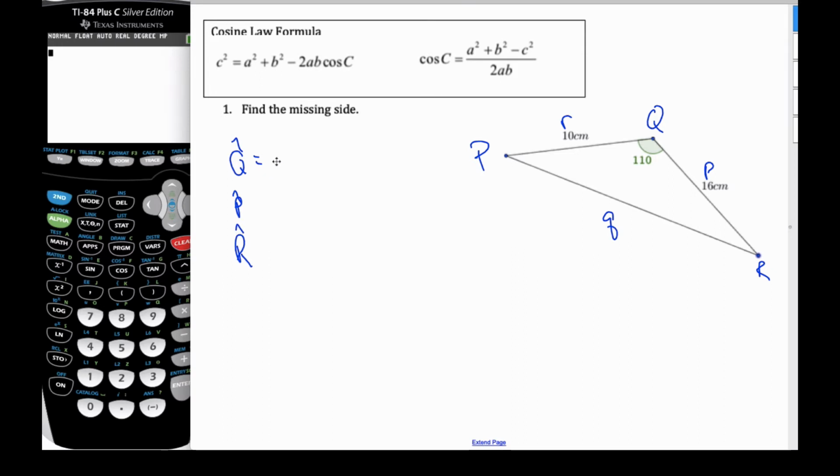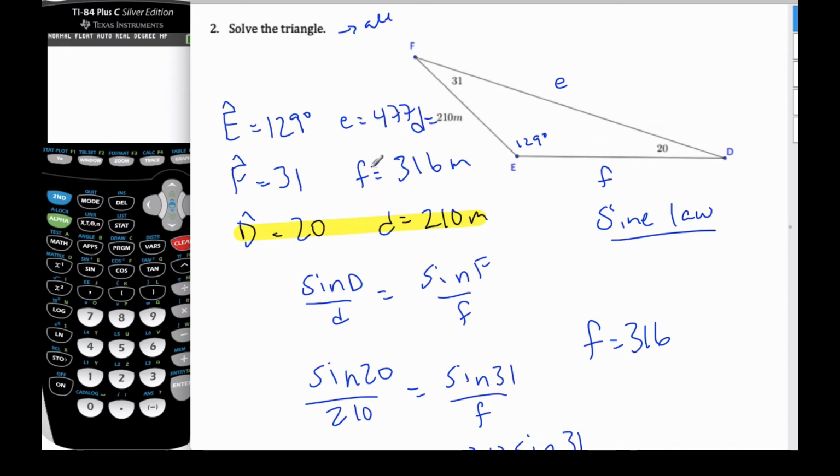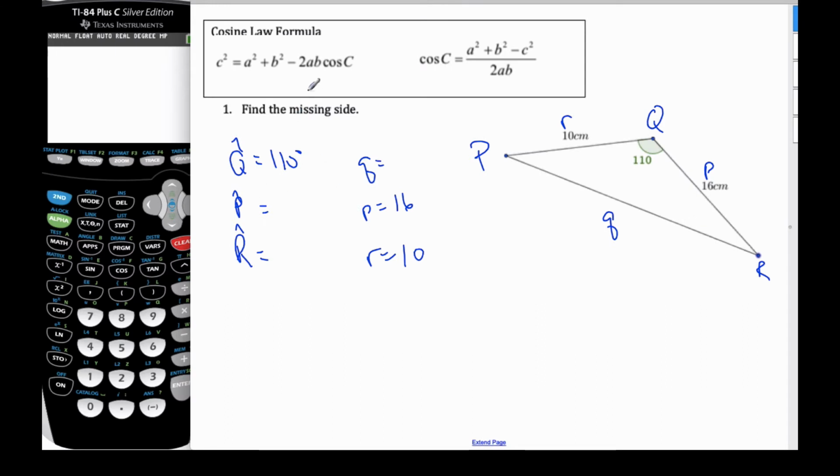These angles, this is 110 degrees. This is unknown, this is unknown. Q is unknown, little p is 16, and little r is 10. Note I have no matching pairs, whereas back on the sine law I had a matching pair. Okay, so no matching pairs, so therefore I'm going to use the cosine law in this situation.